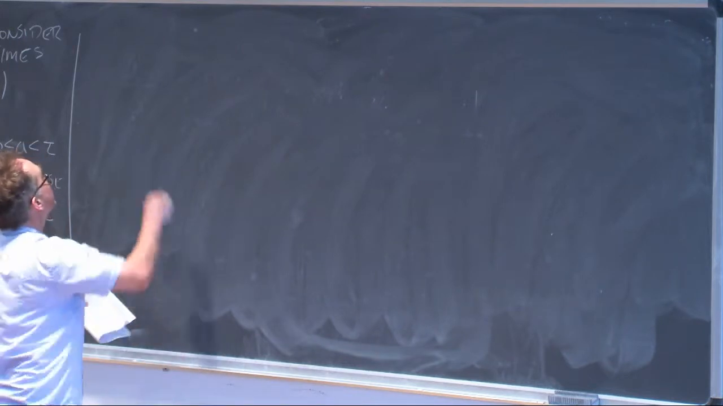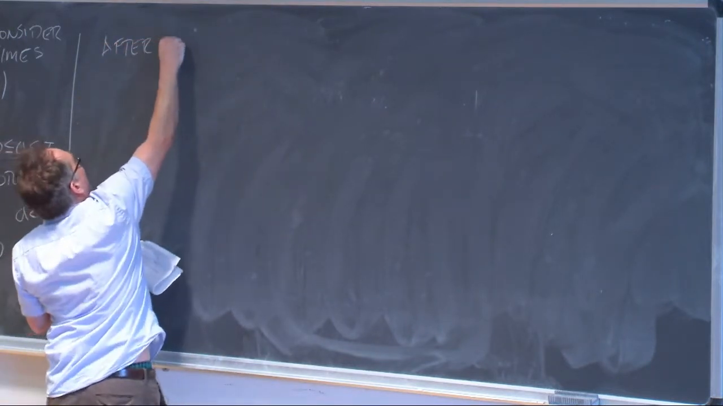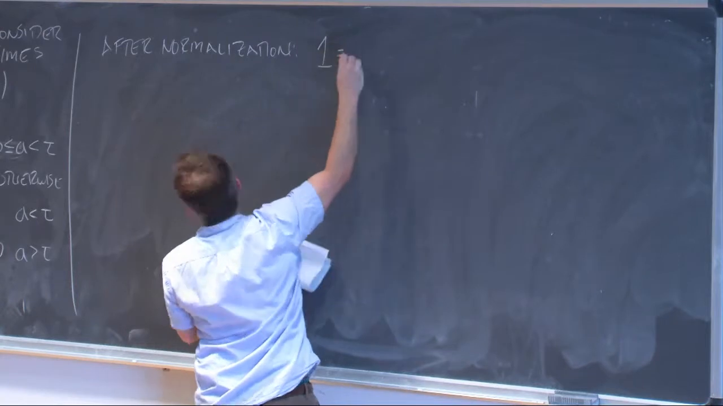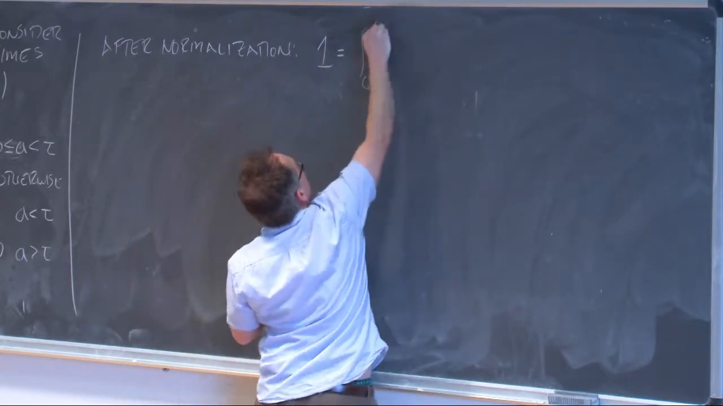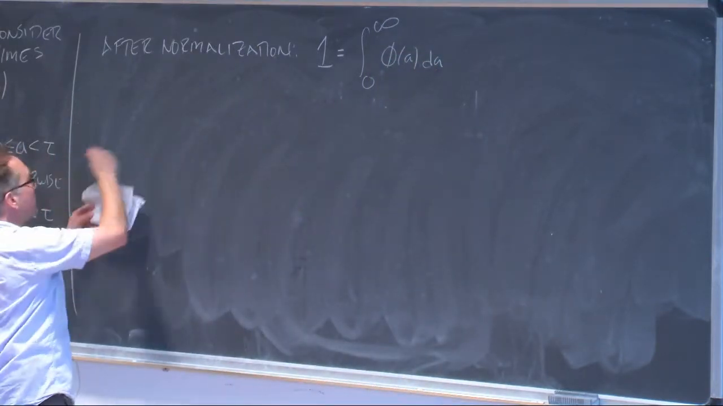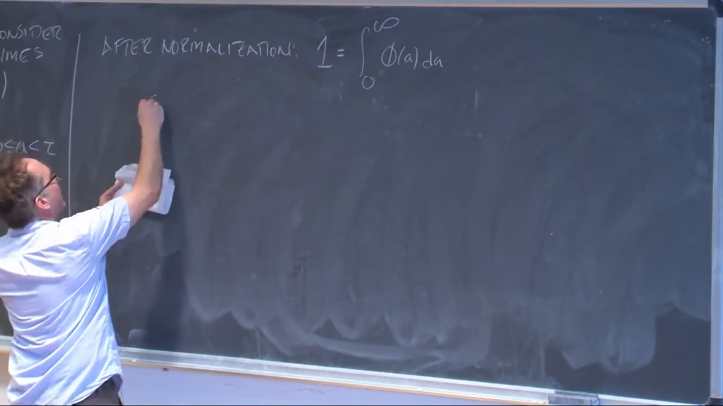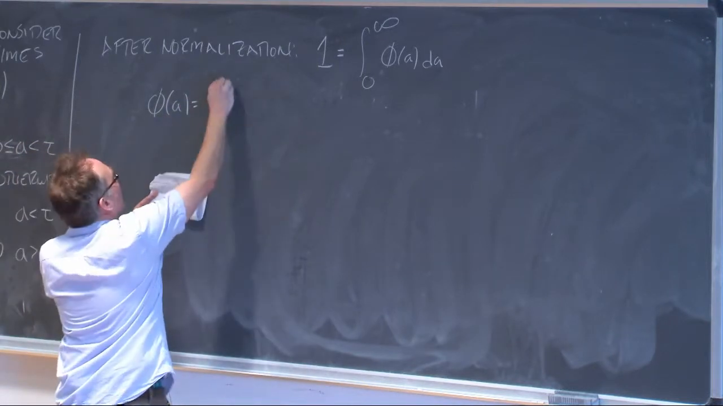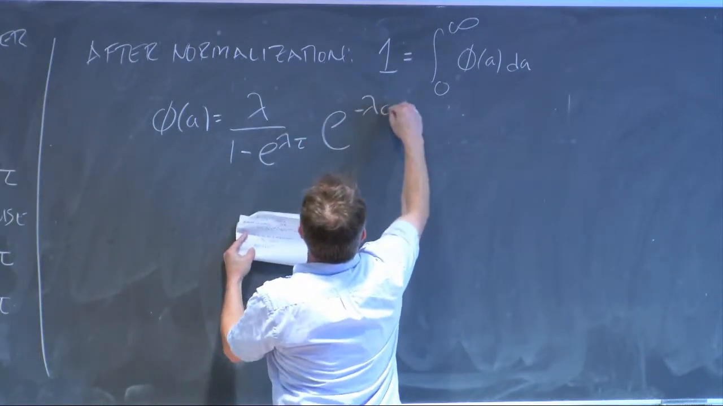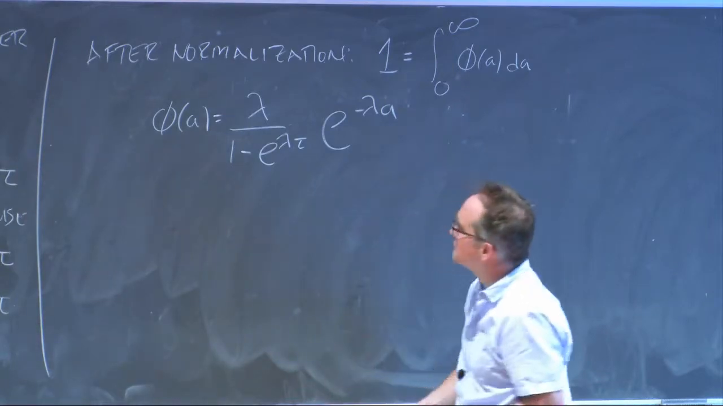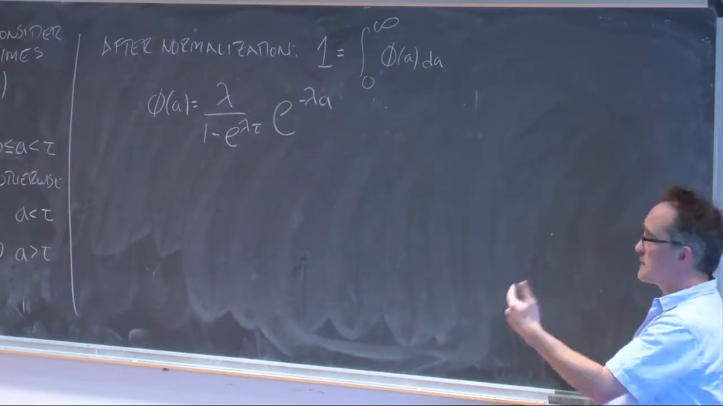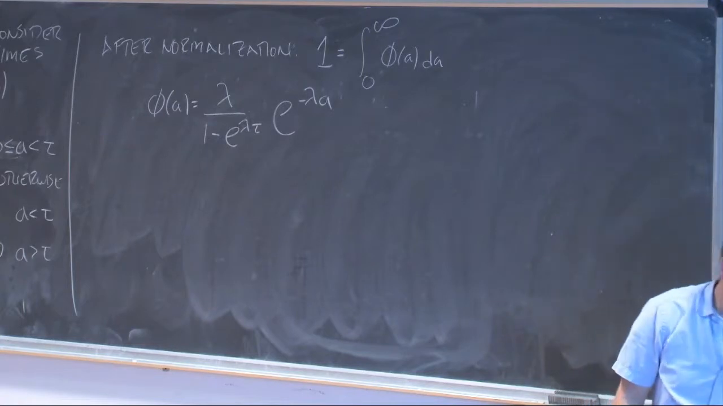All right. So after normalization, i.e. enforcing this condition that the integral from 0 to infinity of phi of a dA is equal to 1, we end up with the following solution for phi. We get phi of a is equal to, and you can do this if you like, or you can take my word for it, e to the negative lambda a, so long as a is less than tau. But I'm going to make one more change in a second.